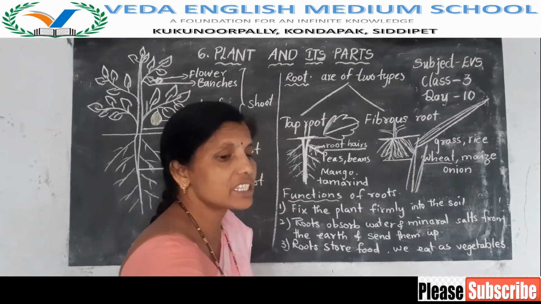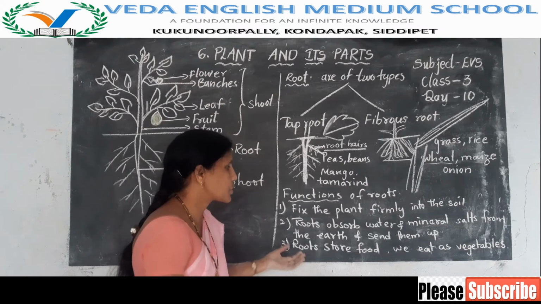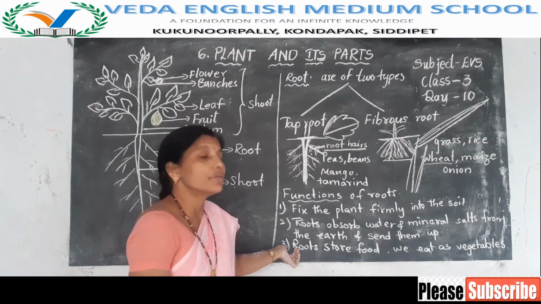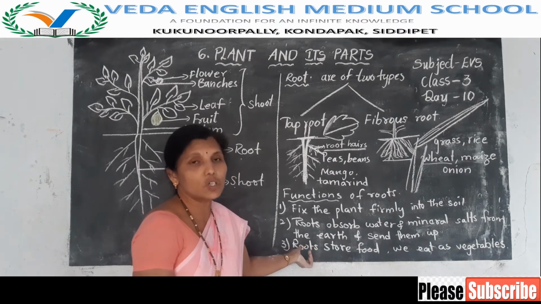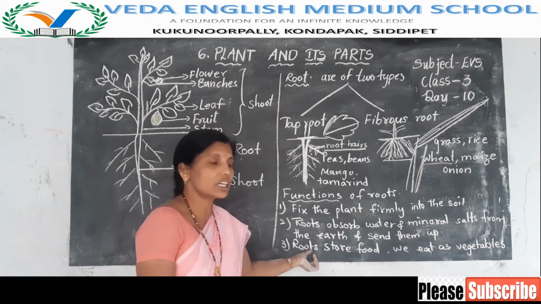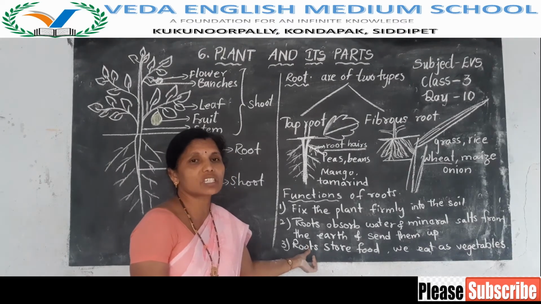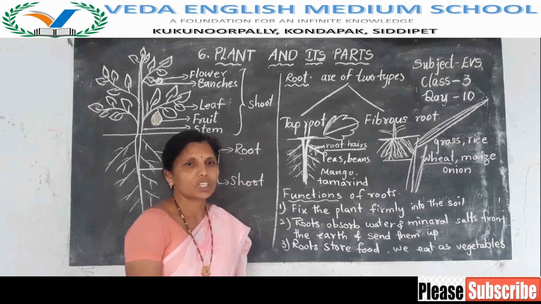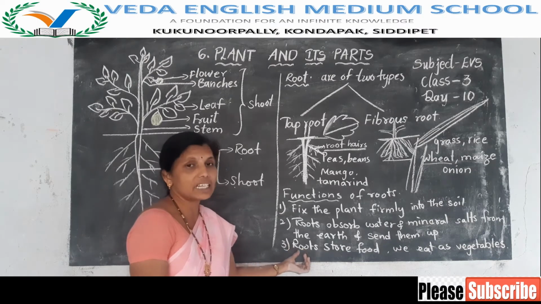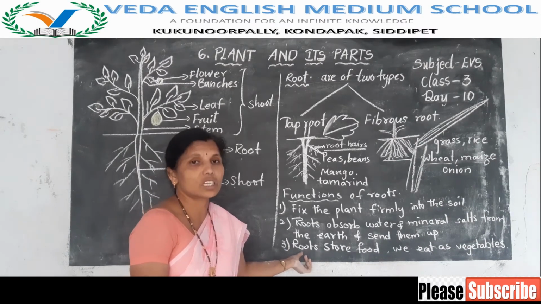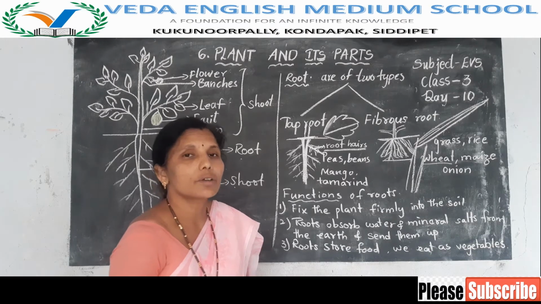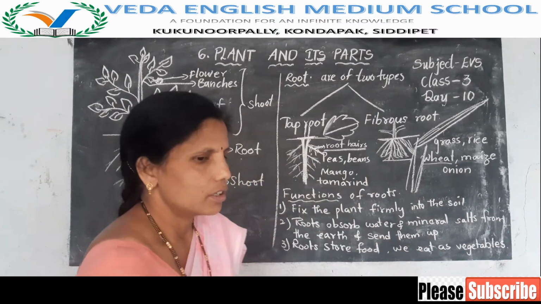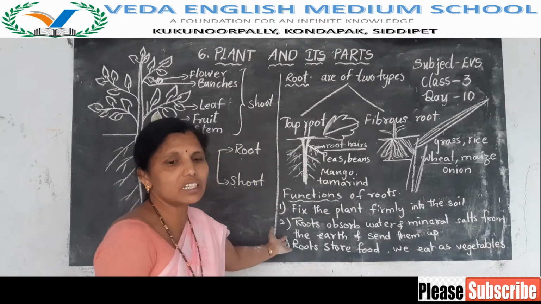Next, some plants store food in their roots. We take these roots as food. We eat these roots. So which plants store their food in the roots? Beetroot, carrot, radish, turnip, sweet potato. Yes, children, these plants store food in the roots, so we eat the roots as our vegetables. Okay, children, did you understand up to here?